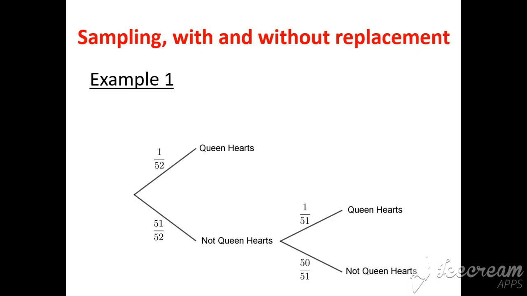So here's what a tree diagram would look like. If the first card was the Queen of Hearts, there's one chance out of 52 that happens. But if the first card was not the Queen of Hearts, there's 51 chances out of 52 of that happening. If that happens, the first card's not the Queen, we go to get the second Queen, and we don't replace the first card. Now there's only 51 cards in the deck, and there's one Queen still to find. So one chance out of 51, and 50 chances out of 51 it's not the Queen the second time round.